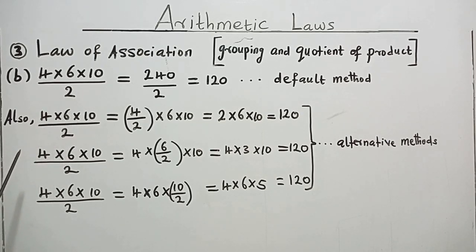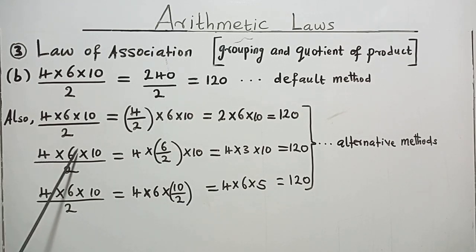Let me start by dividing 4 by 2. This is 4 divided by 2. The result times this 6, then times this 10. See it here. When 2 divides 4, the result is this 2, then times 6, then times 10. It therefore means that this operation has become this. 2 times 6 is 12. 12 times 10 is 120. The same 120 we got by default. Right, let's go on, please.